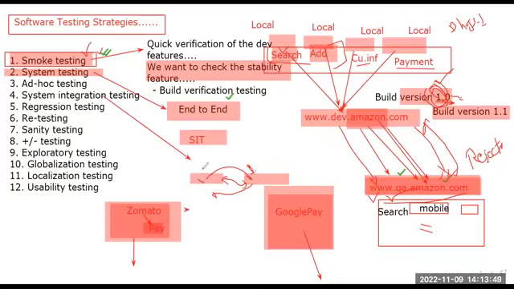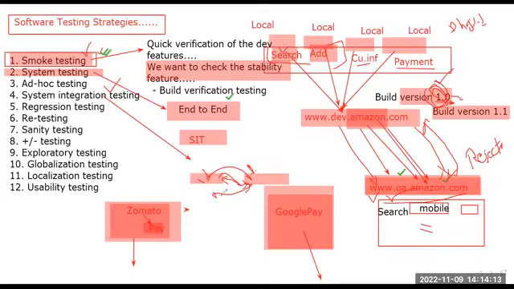Or let's say the Facebook login, you can use for Instagram login. Correct? So both the applications are integrated. This kind of testing is nothing but system integration testing. We need to integrate the application and check whether everything is working correctly or not. Getting it, guys? Yes, sir.